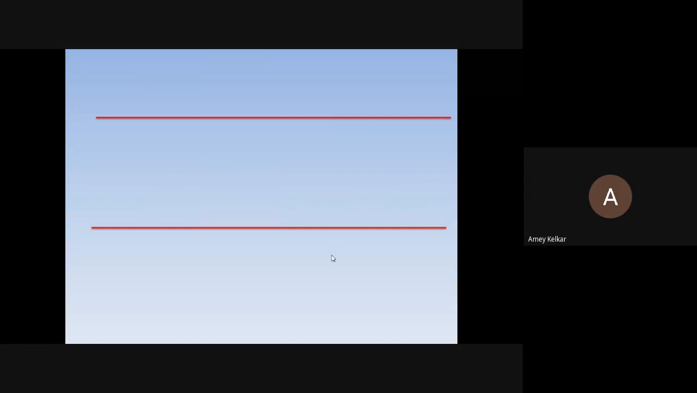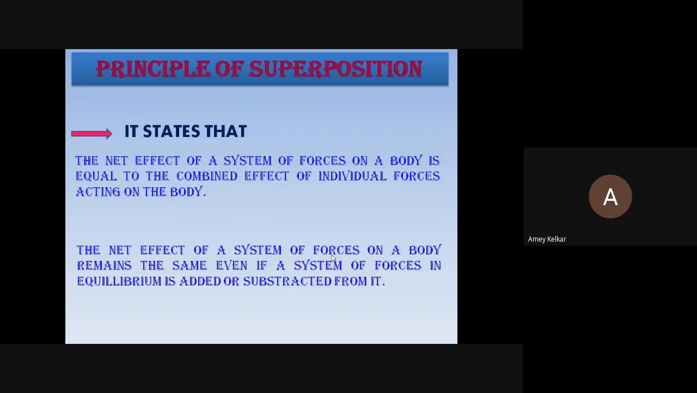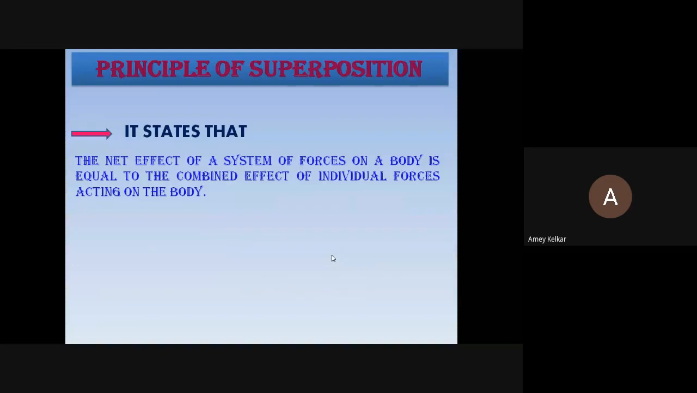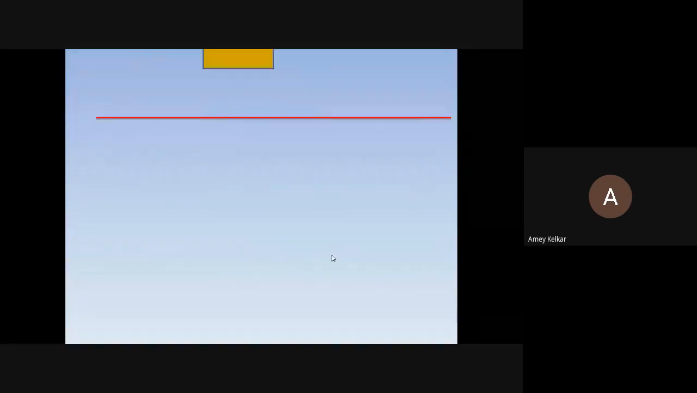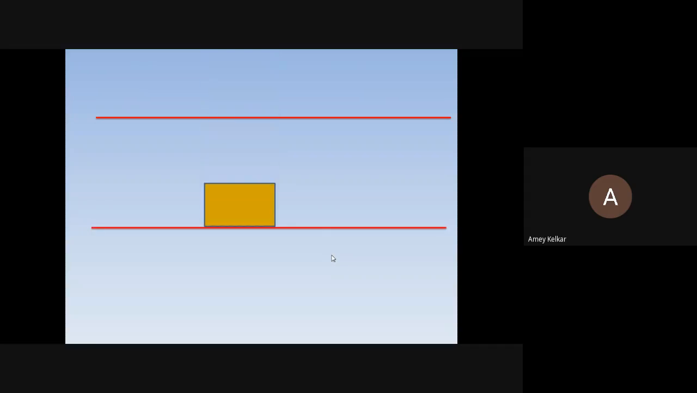So what does the definition tell us? The net effect of a system of forces on a body is equal to the combined effect of individual forces acting on the body. Net effect of a system of forces means the total, that is 10 plus 20 plus 30; individually three forces were acting. The box moved towards the right side as desired. But in the next case, instead of applying all three forces, I took the combined effect.